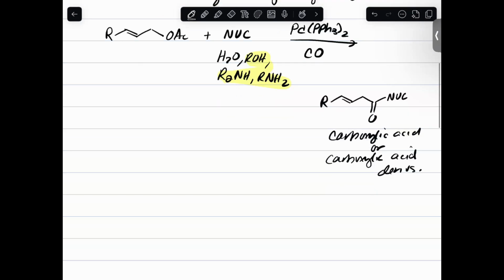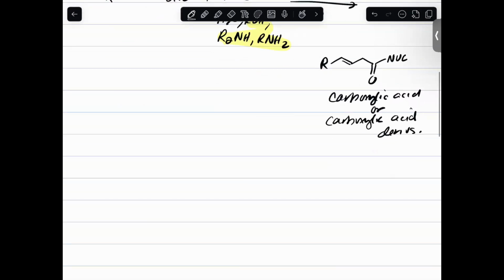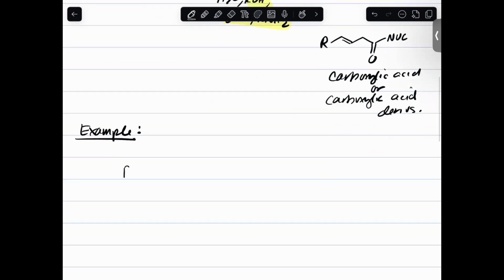Okay. So it shouldn't come as a surprise that the mechanism goes through an eta-3 intermediate, just similar to what we've seen before. And so let me just give you a quick example. I don't want to stay here for too long. We'll use water as our nucleophile, our palladium catalyst, and carbon monoxide.